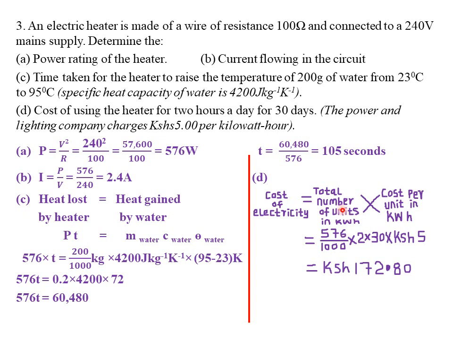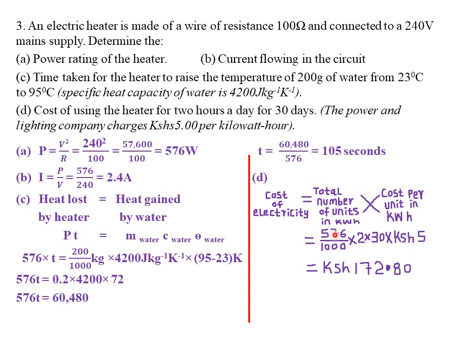Then the total time in hours, we are told for using the heater for 2 hours a day for 30 days. Therefore, the total number of hours will be 2 hours multiplied by the number of days in 30 days. So we'll take the 2 hours multiplied by 30 days so that we get the total time taken by that particular heater for 30 days. So total time taken will be 2 hours times the number of days, which is 30. So 2 times 30. Then times the cost per unit in kilowatt hour. Of course, we are given as 5 Kenya shillings. So times 5 Kenya shillings.